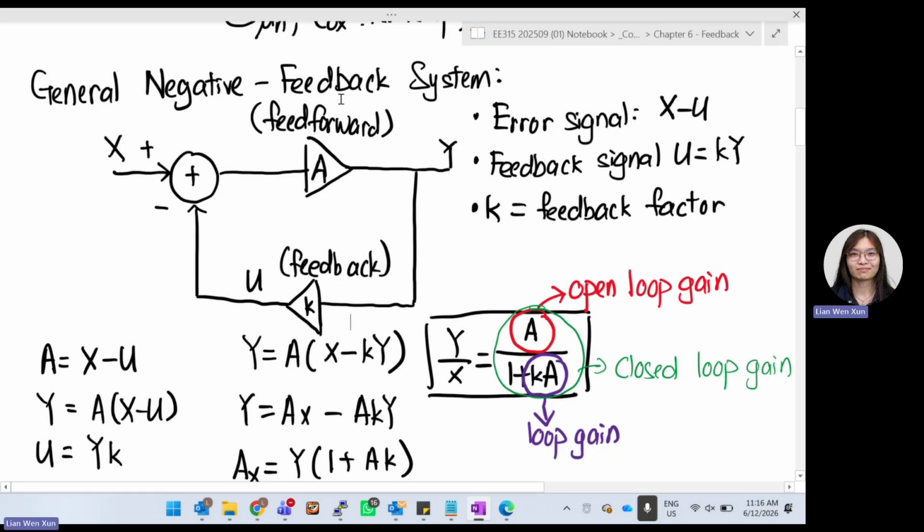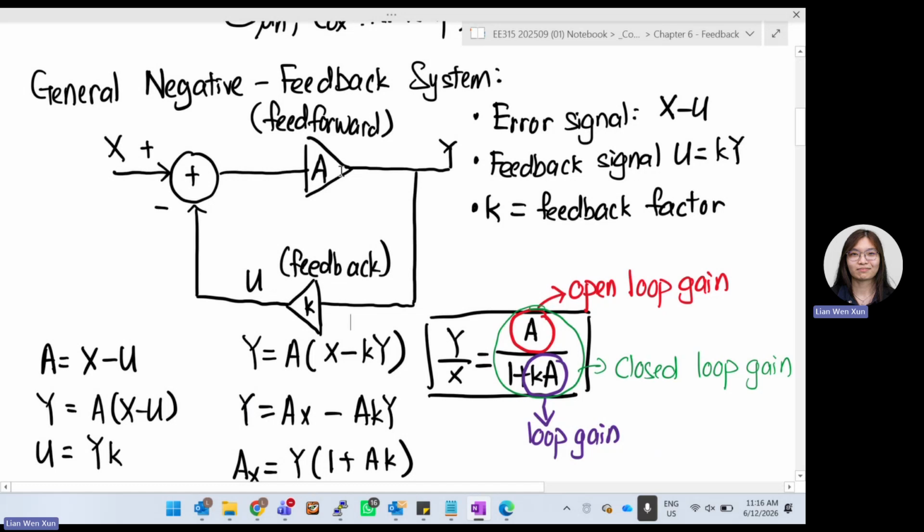First, we go through the first block. What exactly is our A? We can say A is the X input minus U. What we get from this side is X minus U. Then only we can get the input of A. What exactly is Y? Y is A multiplied by whatever happened in front. Whatever happened in front is your X minus U. So we can say Y is equal to A times X minus U. Then what is your U? U is K times Y.